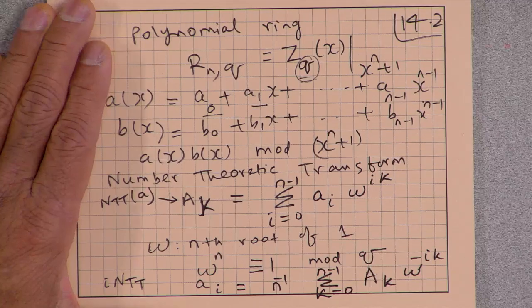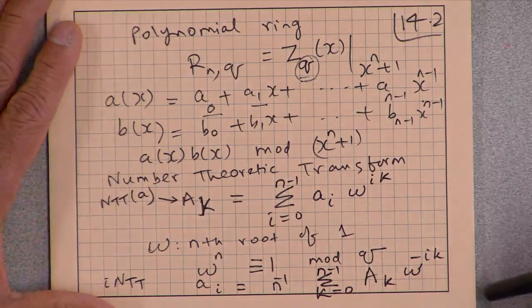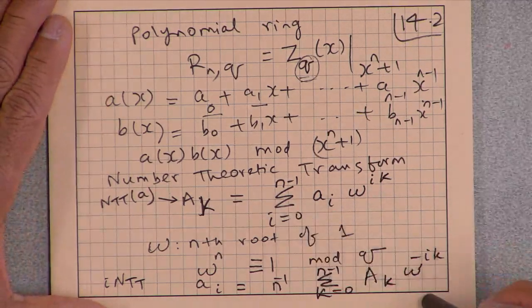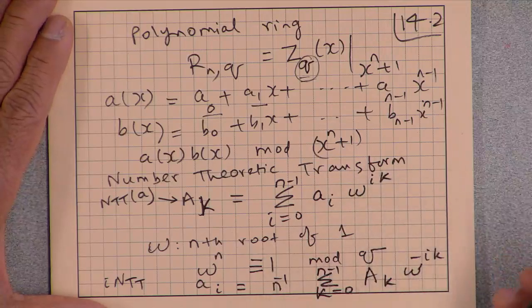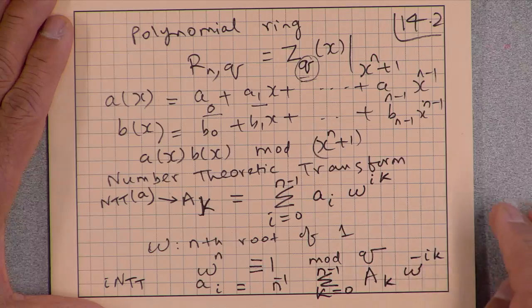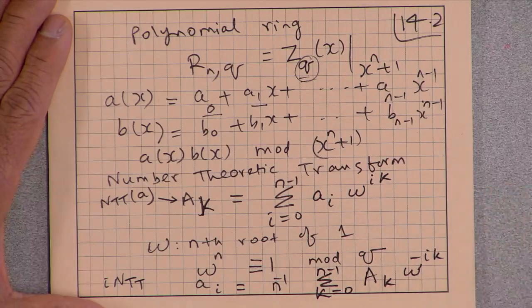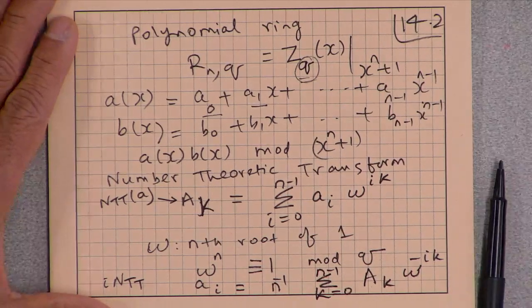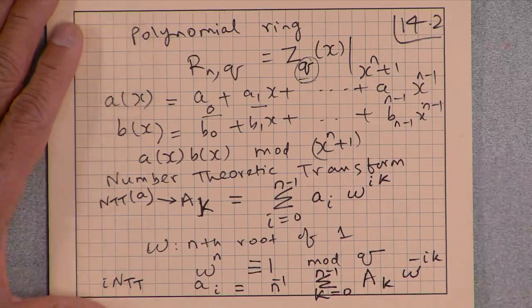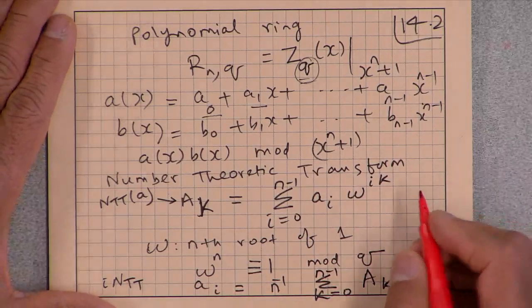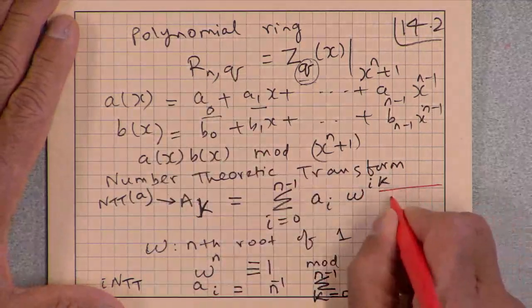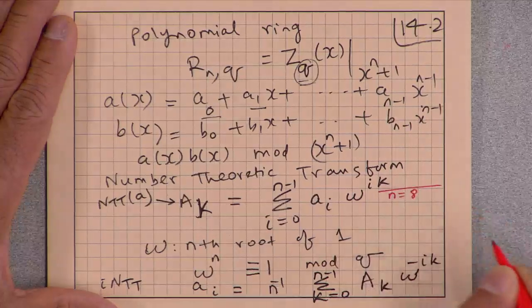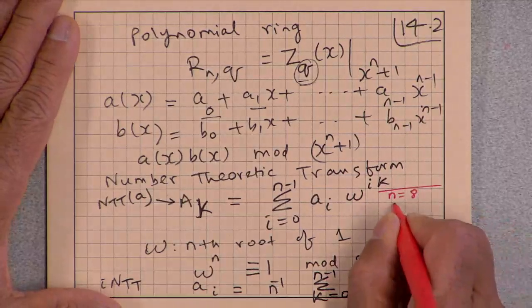So everything is similar. If you think about the DFT and IDFT equations, that 1 by N is here, and this is omega to the power IK, omega to the power minus IK. But omega itself is going to be the nth root of unity. As one example, if I select this polynomial example here, let's say that I select n equal to 8 and q equal to 17.